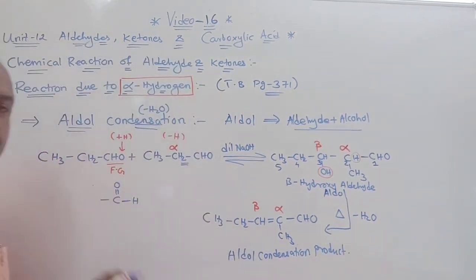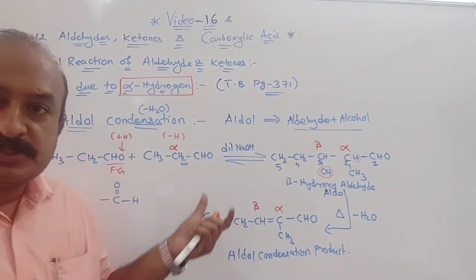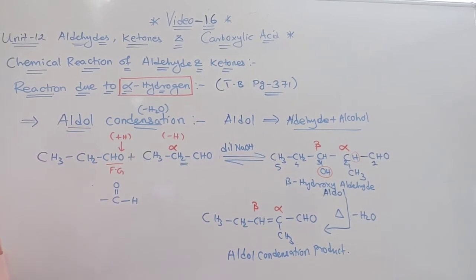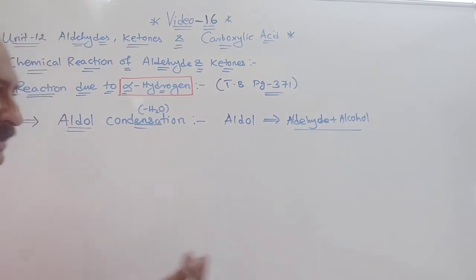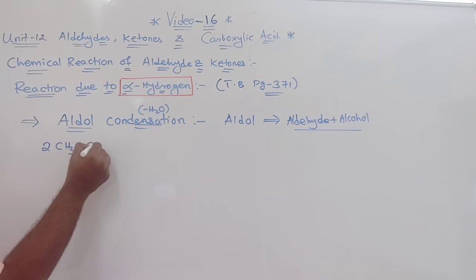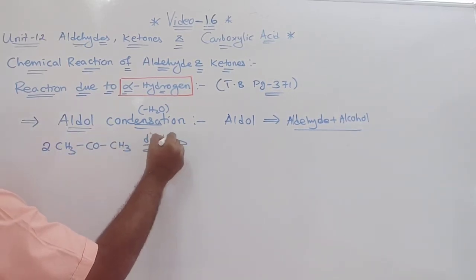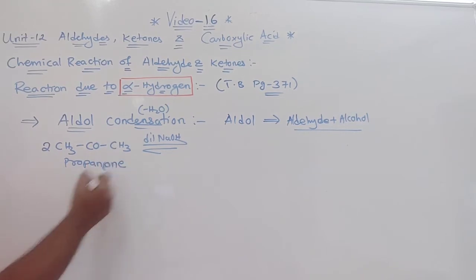Understood this part? Okay, so this was only about aldehyde what we discussed. In the same way you can do this reaction for ketone also. That we are going to see next. Now one more example we'll see for ketone. It is a little bit different, you can see. In your book it is written like this: CH3COCH3 in presence of dilute NaOH. Okay, this is your propanone. In presence of dilute NaOH, what will you get?